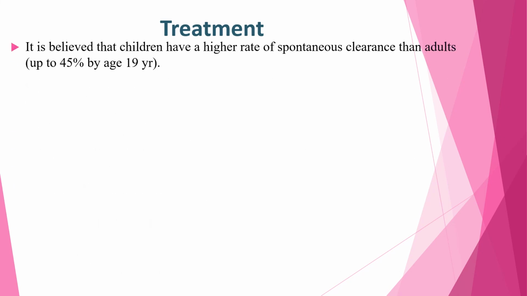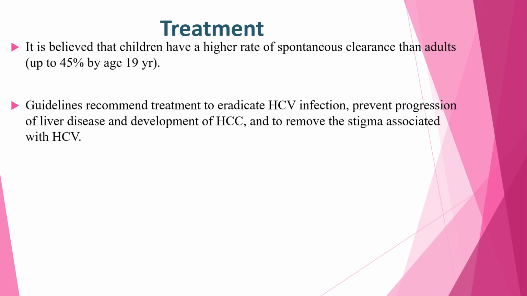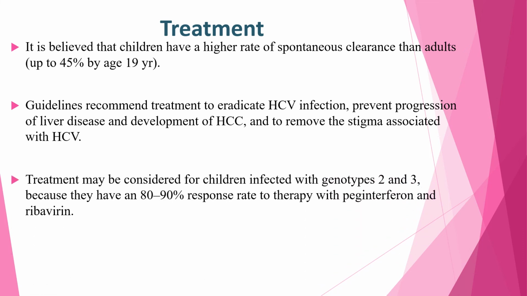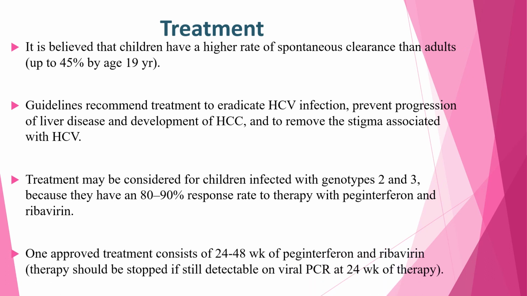Regarding treatment, it is believed that children have a higher rate of spontaneous clearance than adults. The guidelines recommend treatment to eradicate hepatitis C virus infection, prevent progression of liver disease and the development of hepatocellular carcinoma, and to remove the stigma associated with hepatitis C virus. Treatment might be considered for children infected with genotype 2 and 3 because they have an 80 to 90% response rate to therapy with interferon and ribavirin. One approved treatment consists of 24 to 48 weeks of PEG interferon and ribavirin, and the therapy should be stopped if the virus is still detectable on viral PCR at 24 weeks of therapy.